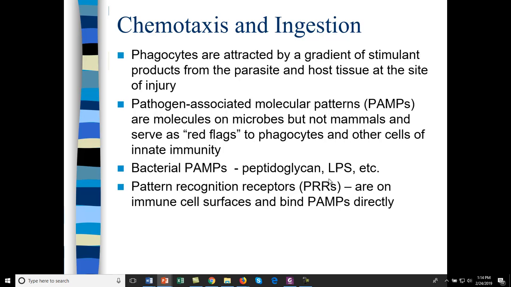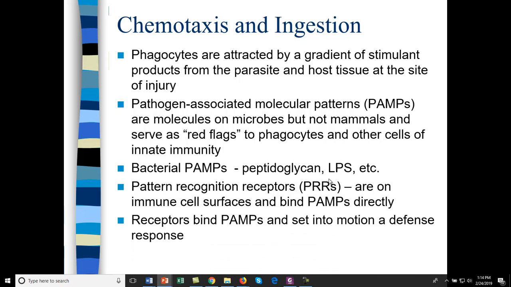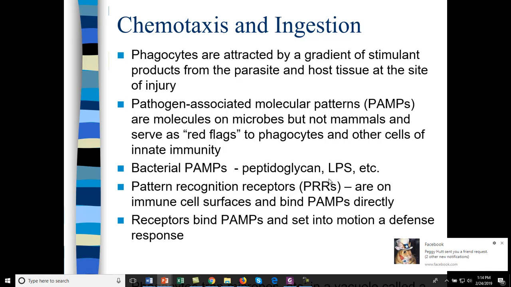And immune cells have pattern recognition receptors that will actually bind PAMPs directly, and these pattern recognition receptors will then alert more cells in the second line of defense and even recruit cells in the third line of defense. The receptors bind PAMPs, and then they set into motion a defense response that happens with the second line of defense and then goes to the third line of defense.